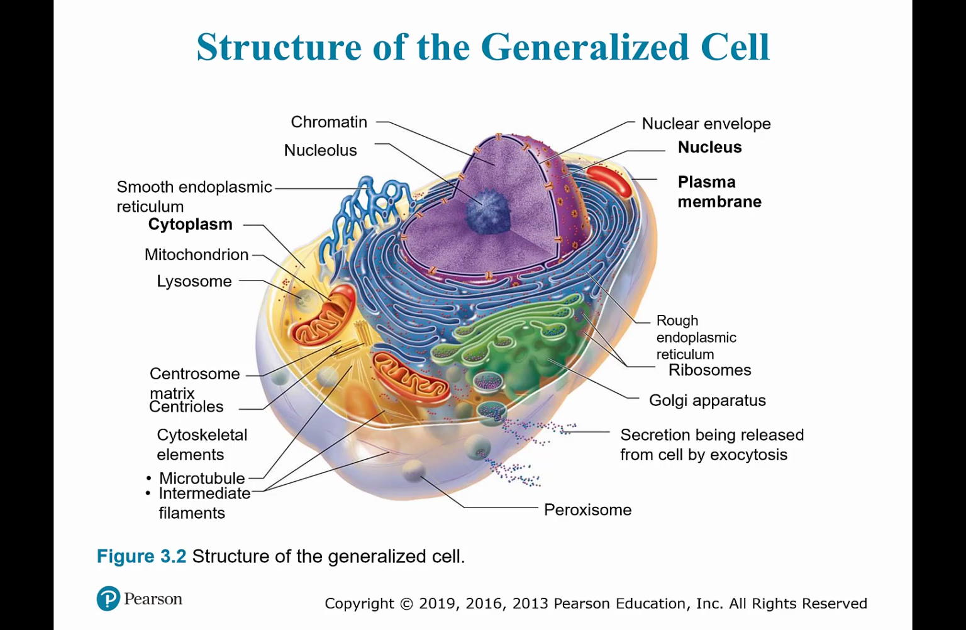Recall that last time we talked about the cells, and the cells have three important parts: the plasma membrane, the nucleus, and the cytoplasm. We talked about the cytoplasm and transport mechanisms that allow materials to come in and out of the cell. Now we are going to talk about the nucleus, the cytoplasm, and all the organelles that are within the cytoplasm.